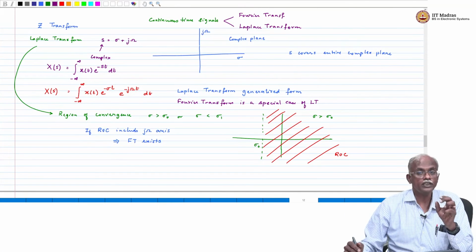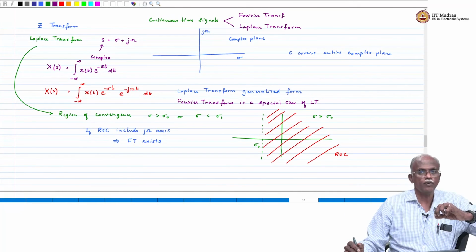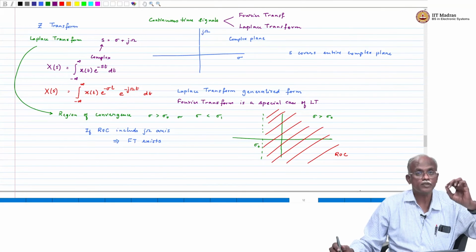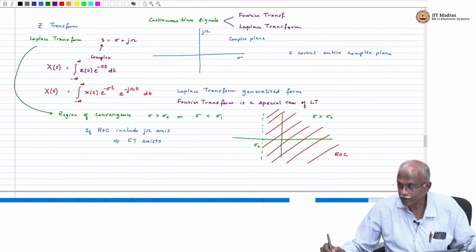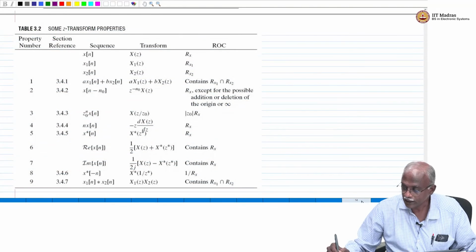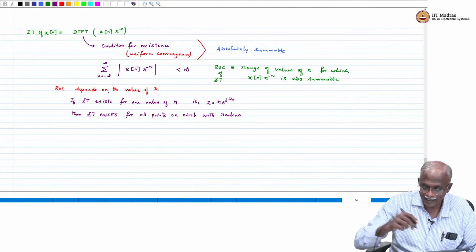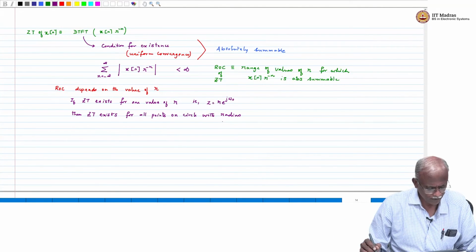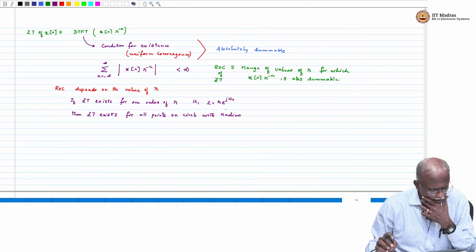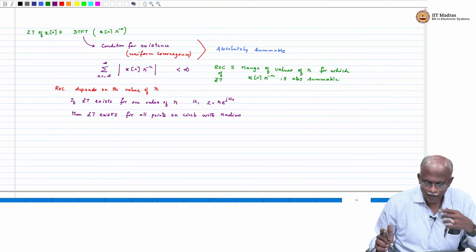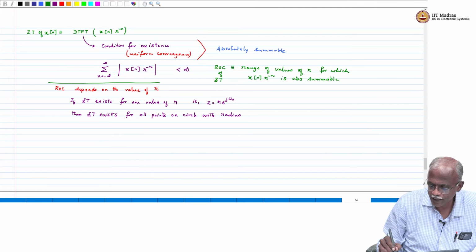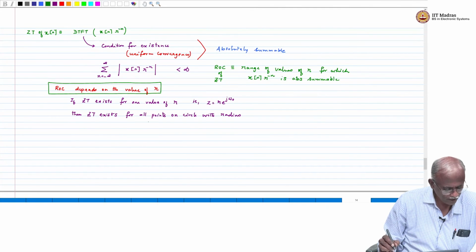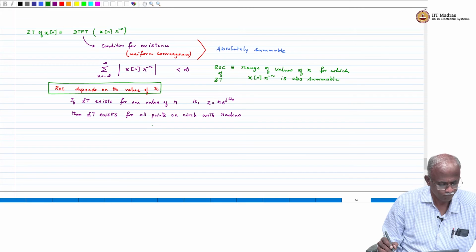So, the important thing to note is that just like you did it for the Laplace transform, where it was in terms of the real part of the Laplace variable s, here we are writing it in terms of the radial function that we have defined in terms of z. So, one thing to note is that the ROC, whenever it is specified, will be specified in terms of the value of r.